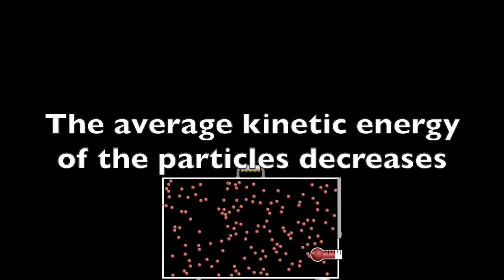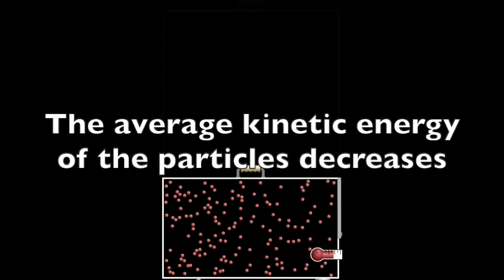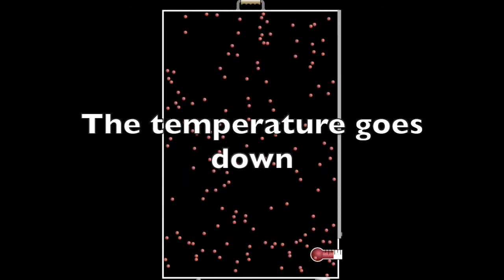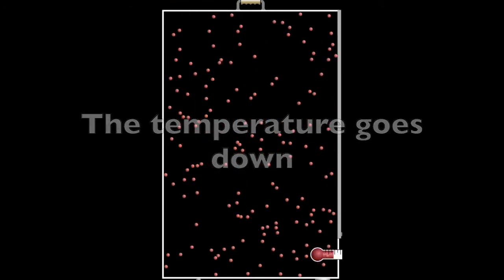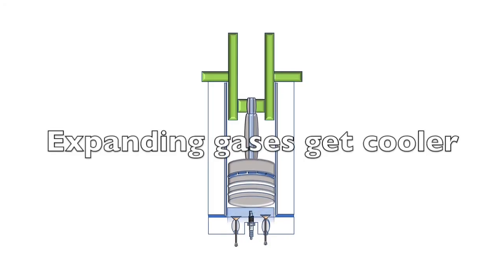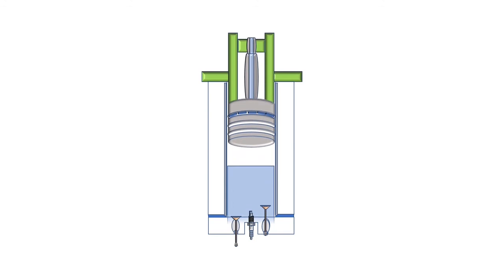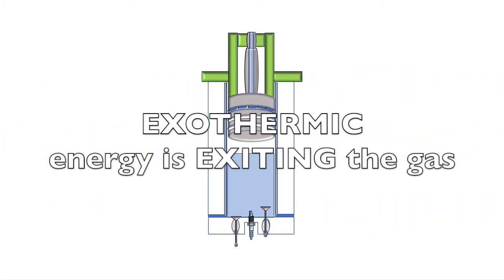The average kinetic energy of the particles in the gas decreases and the temperature goes down, and we can also intuit this from the ideal gas law. That's why expanding gases get cooler. Energy is given off. The process is exothermic because energy is exiting the gas.